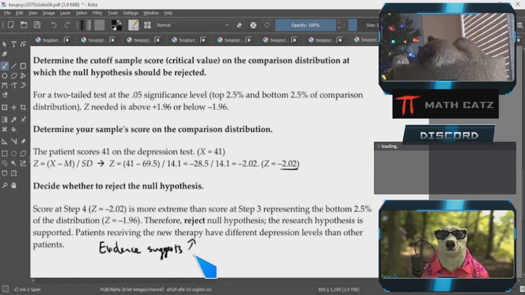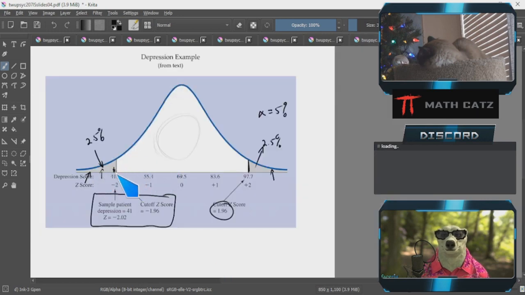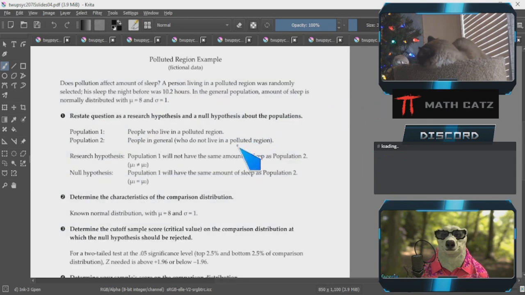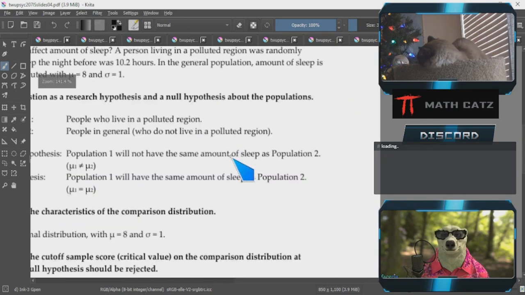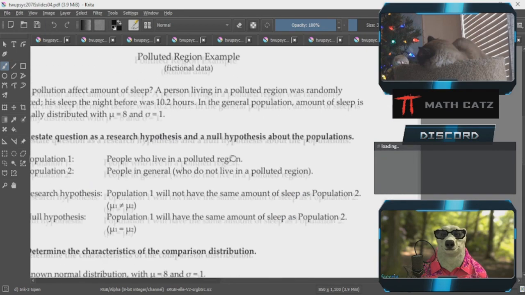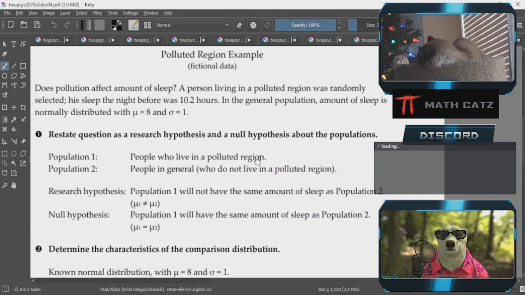That the new therapy has a different depression level. We will never truly know. But the more evidence we collect, the more this situation happens, the more convinced we'll be, I suppose. All right, let's wrap it up with one more. The more examples we see, slightly different yet the same, the better off we are.